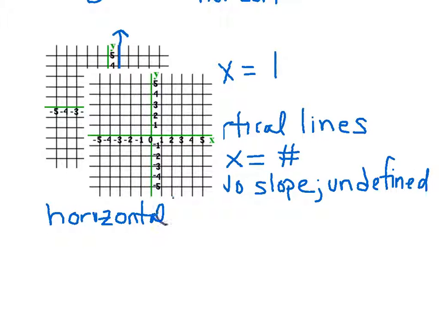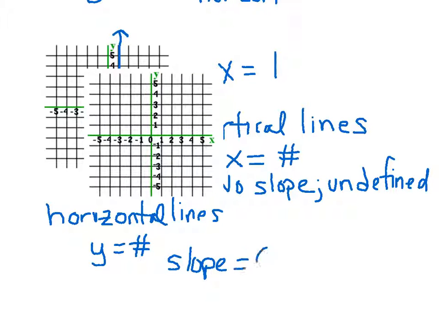And so conversely, how's that for a fancy sounding word? Horizontal lines, as I said a minute ago, are going to be y equals a number. And these guys don't have no slope, they have a slope of 0 always. As long as it's straight across, just touches the y-axis and goes completely horizontal, your slope is always going to be 0.